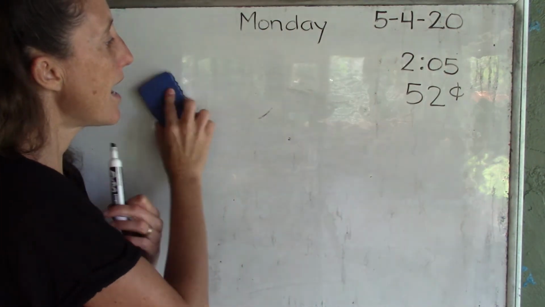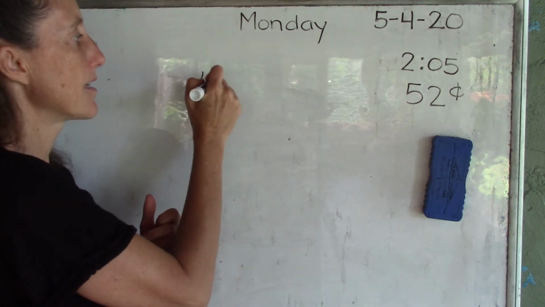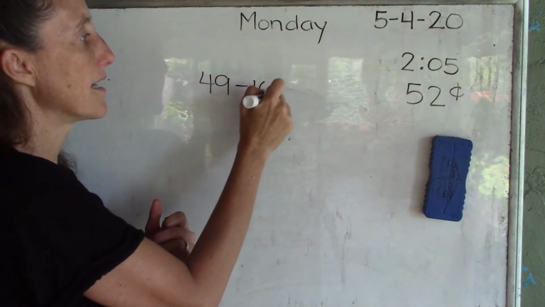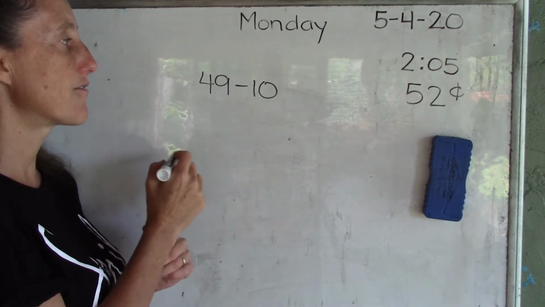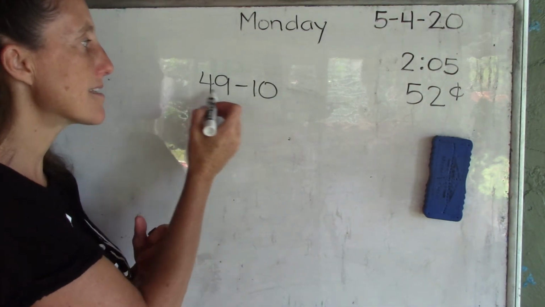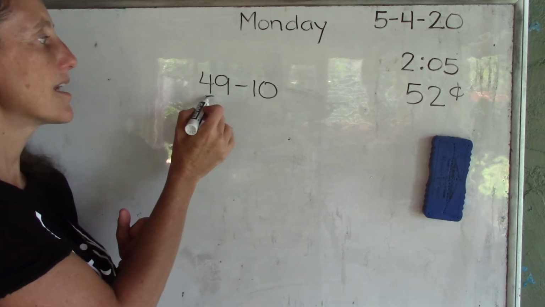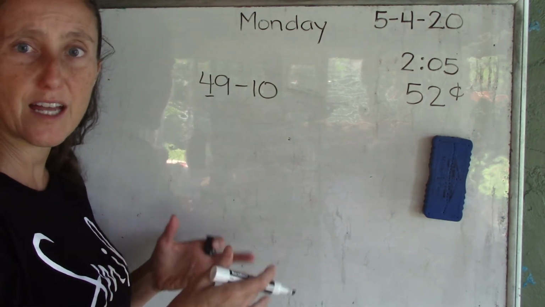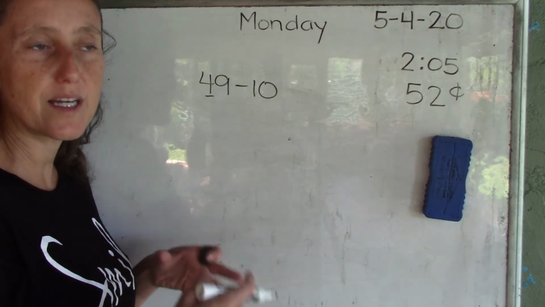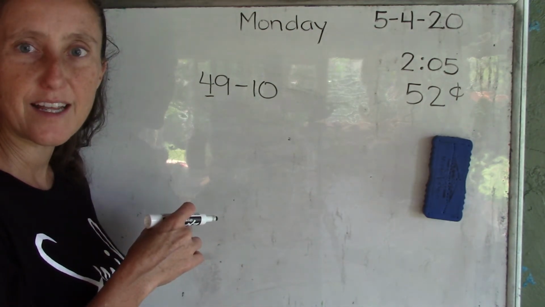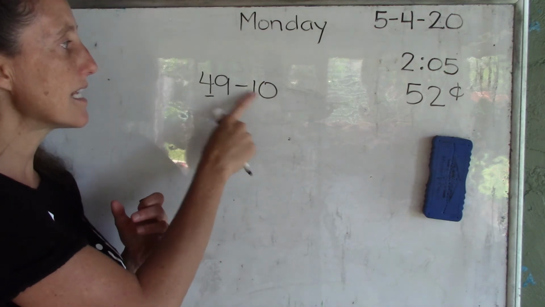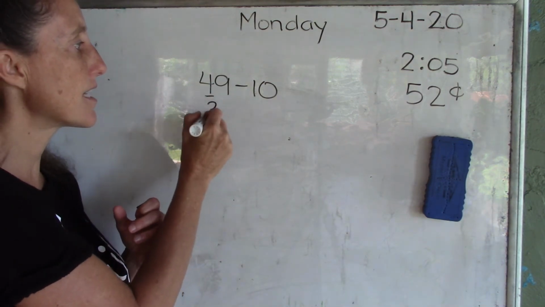Well, what if we have a two-digit number like this? 49 take away 10. This just means 10 less than 49. And the tens is in the tens place. So what's 10 less than 40 when you're counting by tens? 10, 20, 30, 40. Which 10 came before 40? 30. So 10 less than 49 is 39.